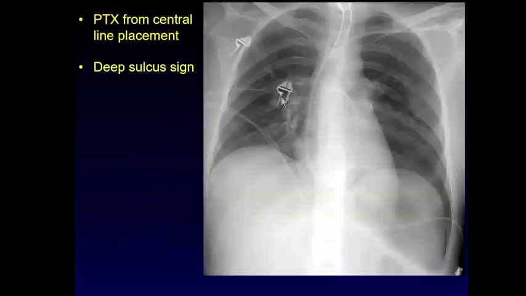So we mentioned malposition. We've gone through many, and I'm not going to spend a lot of time on pneumothorax other than to show this example of a left subclavian central venous catheter with an apical pneumothorax, and a beautiful example of a deep sulcus sign, which is the classic manifestation of a pneumothorax in a supine patient.